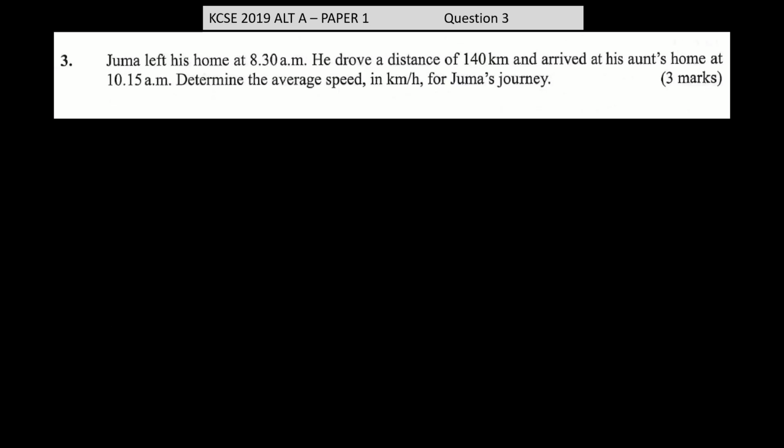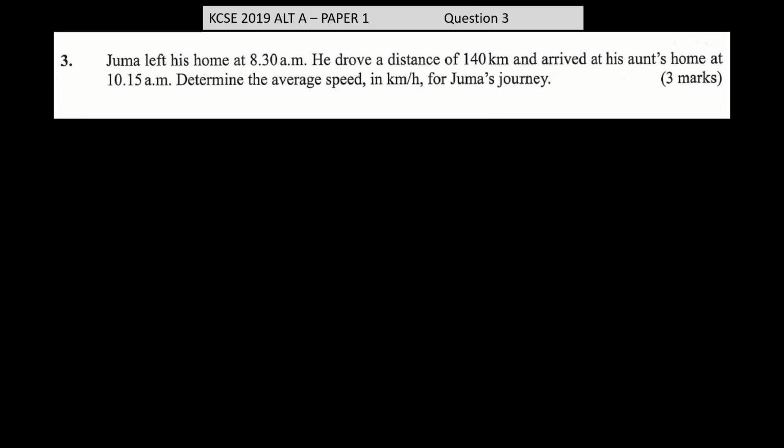This is question 3 of the KCSE 2019 Alternative A, Paper 1. The question states, Juma left his home at 8:30 a.m. He drove a distance of 140 km and arrived at his aunt's home at 10:15 a.m. Determine the average speed in km per hour for Juma's journey.